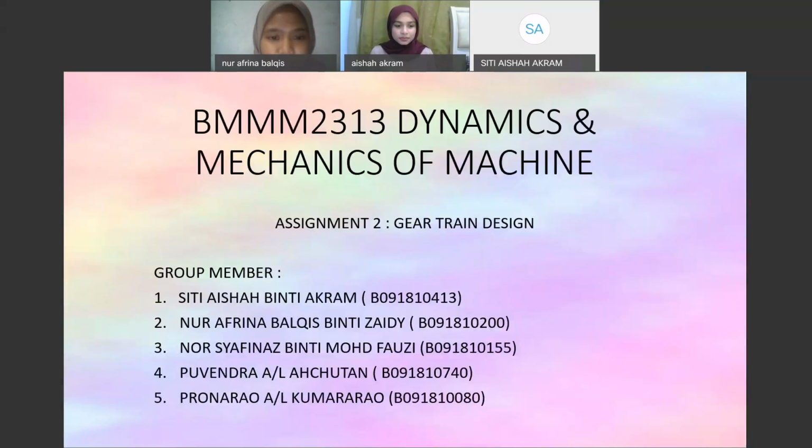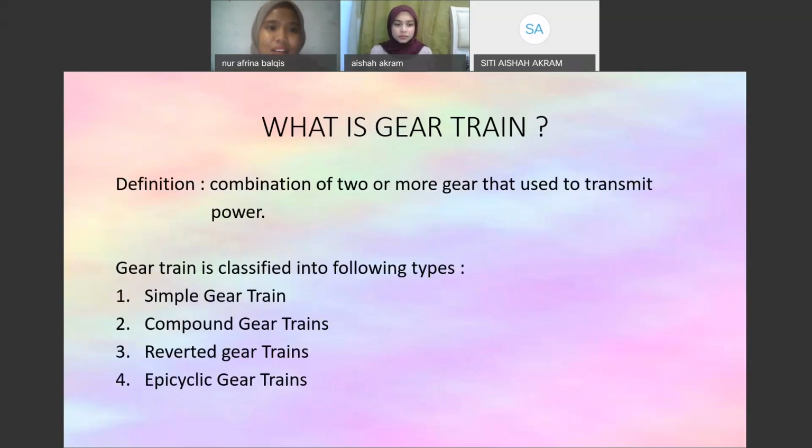Today we want to present about assignment 2, which is gear train design. What is a gear train? The definition of a gear train is a combination of two or more gears that are used to transmit power. And gear trains are classified into four types. First is the simple gear train, second the compound gear train, third the reverted gear train, and the last one is the epicyclic gear train.